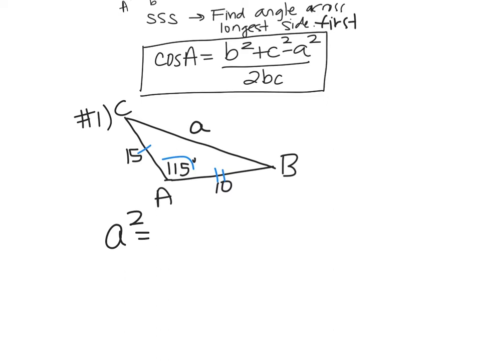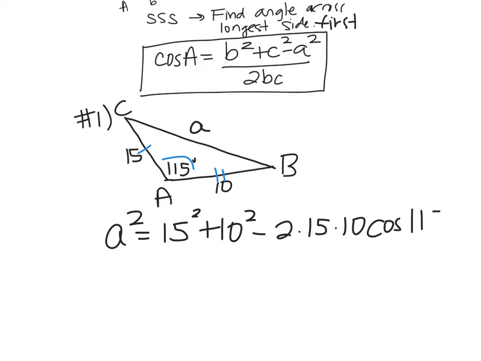All right, so A squared equals 15 squared plus 10 squared minus 2 times 15 times 10. Okay, all these go in, times the cosine of 115 degrees. It's a lot, right? It's a tough formula. All right, so try it. Plug these in. Let's see what you get. Don't stop mid formula either. Do the whole string, okay?